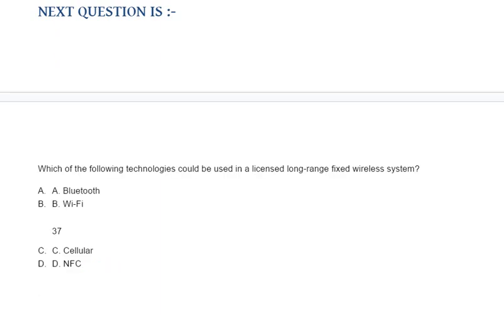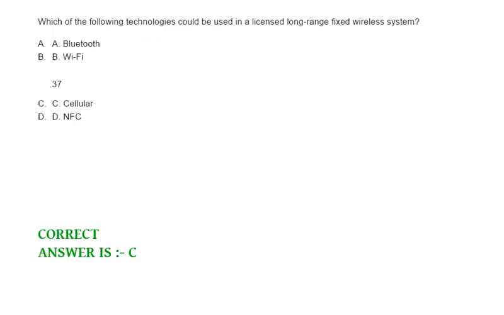Next question is, which of the following technologies could be used in a licensed long-range fixed wireless system? Option A. Bluetooth. Option B. Wi-Fi. Option C. Cellular. Option D. NFC. Correct answer is option C.